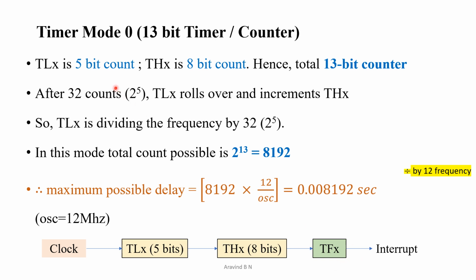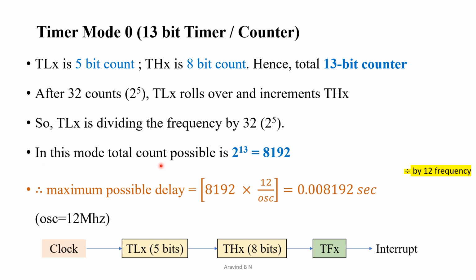Now let us get into the theory of it. In the 13-bit timer, TLX is 5-bit and THX is 8-bit. The combination is what gives us the 13-bit. 5-bit means a 32 count, in another sense 2 to the power of 5, which is equal to 32. Whenever TL counts the value 32, there is a rollover of the TL, which increments the TH by 1. So we say that TL is in frequency divided by 32.